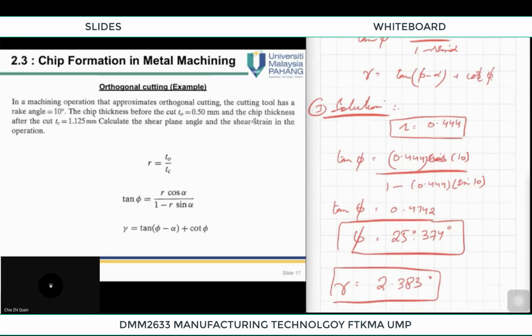Sir, actually cot is 1 over tangent. 1 over tangent, right? Okay. So my answer is correct, right? Yeah, exactly. Okay, good. But in the calculator there should be cot. I don't know, this one doesn't have. So this is the answer, guys. I hope you got the same answer. Sorry for my handwriting.